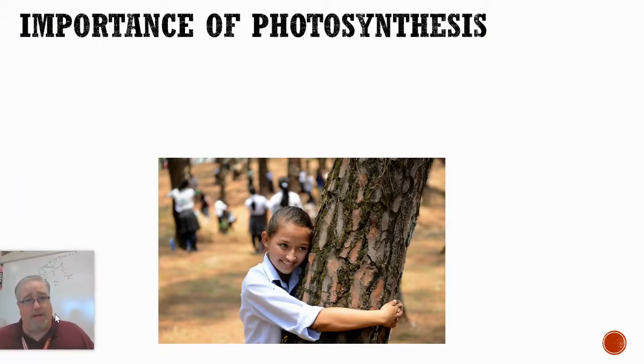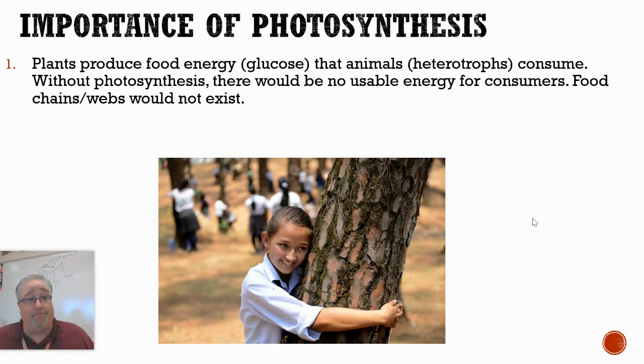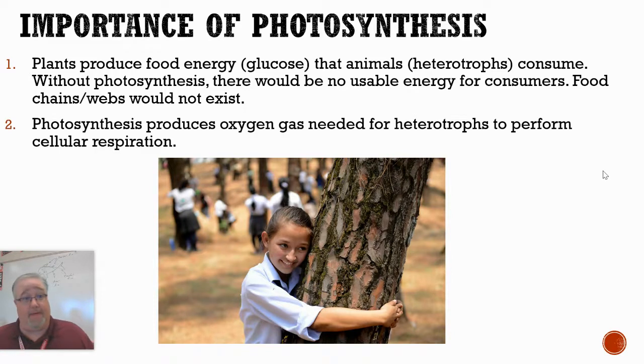So the importance of photosynthesis, why we should go out and maybe hug a tree every once in a while, is that one, plants produce food. They produce glucose, right, which animals or heterotrophs consume. So without photosynthesis, there wouldn't be any usable energy for us. That's an important thing. The other thing they do is produce oxygen gas, right? That's needed for heterotrophs to perform their cellular respiration. So these two things are super duper important.